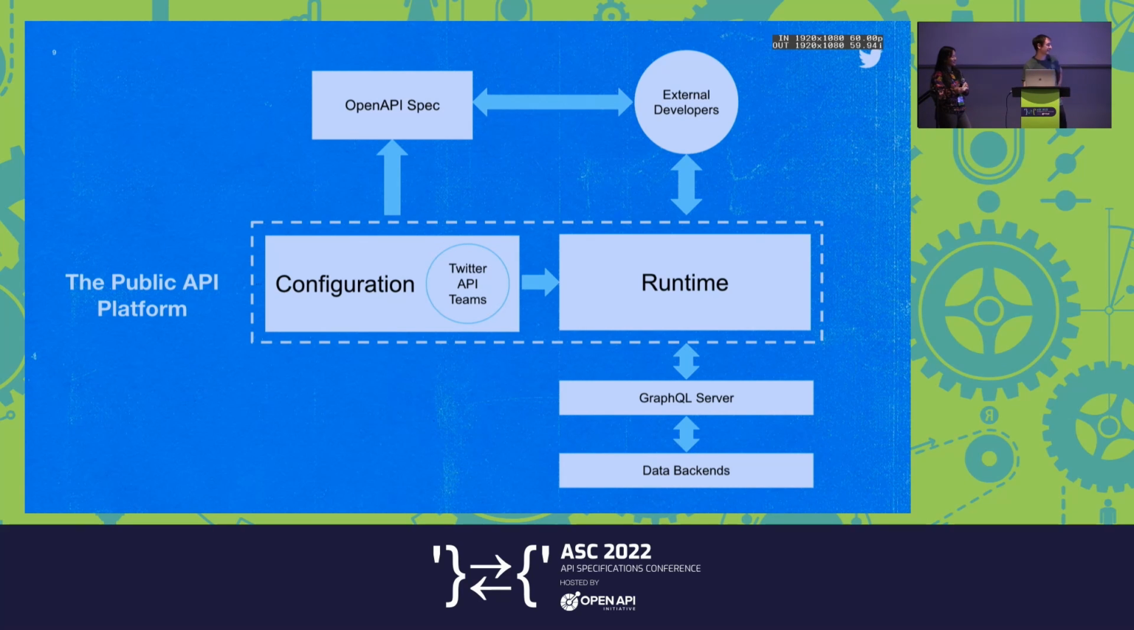We have a configuration. This is what the Twitter internal teams build. It's a declarative configuration that turns into GraphQL queries and an OpenAPI spec that we assemble as part of a build process. And the second is a runtime, which is the server that actually receives HTTP requests from the external world. It's a small set of services that handle those things, and that's all the runtime functionality.